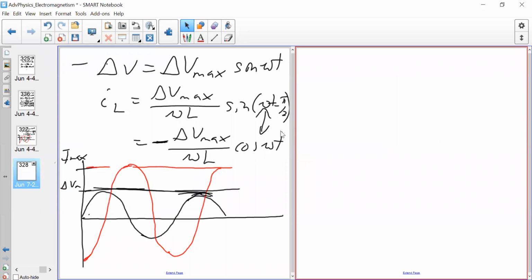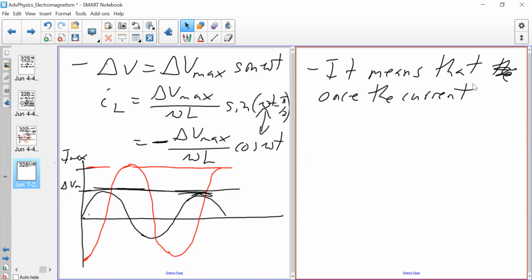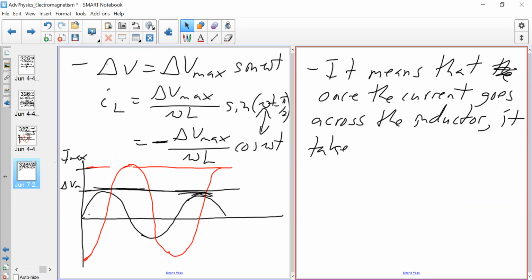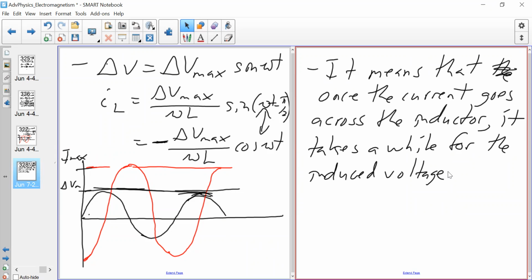Let's continue on with this. So this graph basically means that once the current goes across the inductor, it takes a while for the induced voltage to go from 0 to max.